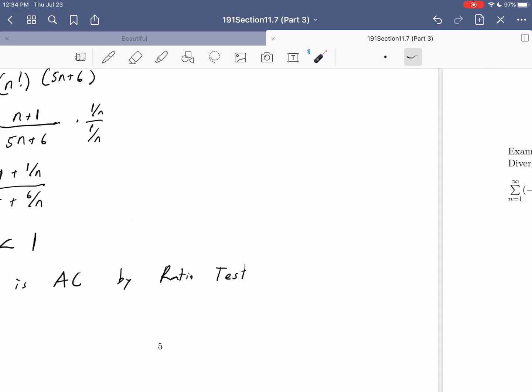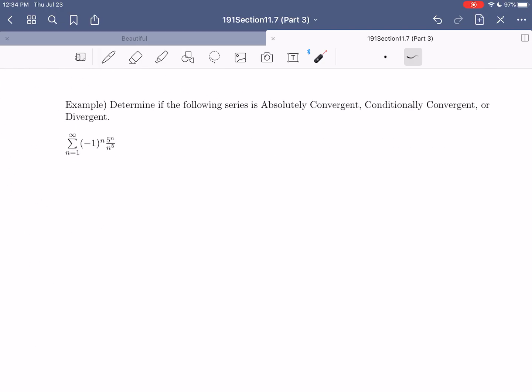Okay, let's try another. All right, here we've got an alternating series, minus 1 to the n, 5 to the n over n to the 5th. Now, since it's alternating, all the possibilities are there. Absolutely convergent, conditionally convergent, divergent. So we've got options of how we want to approach this. If you wanted to, this is actually a question where there are a bunch of different ways to approach it.